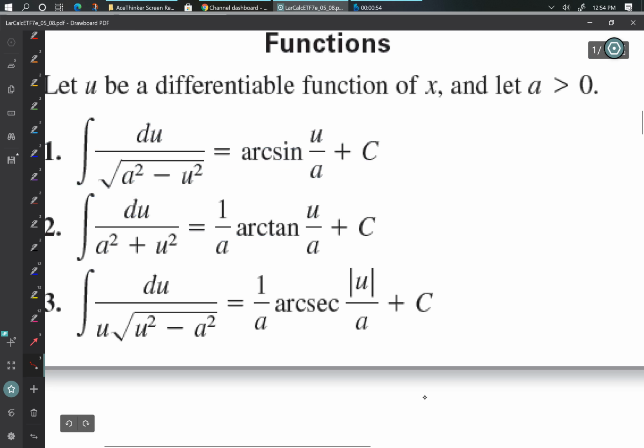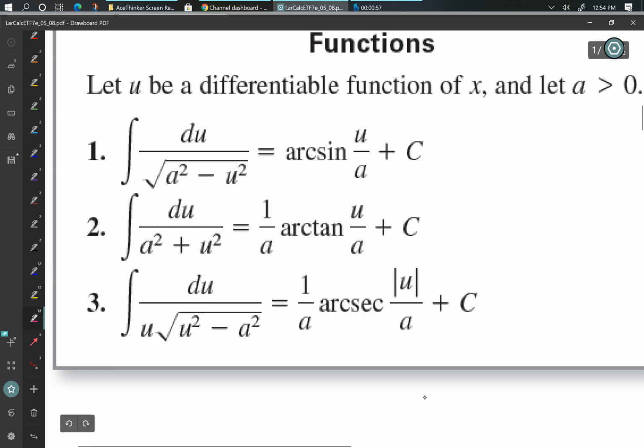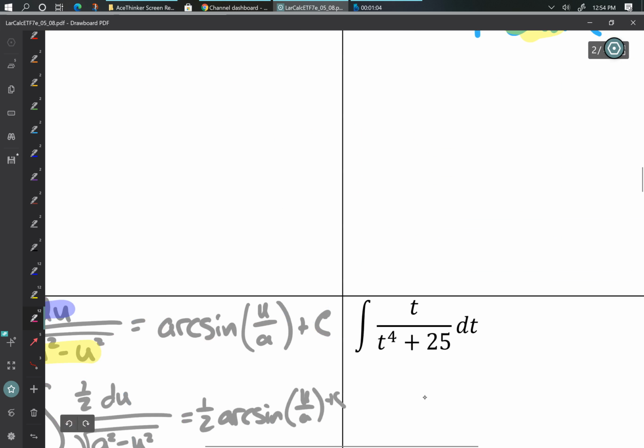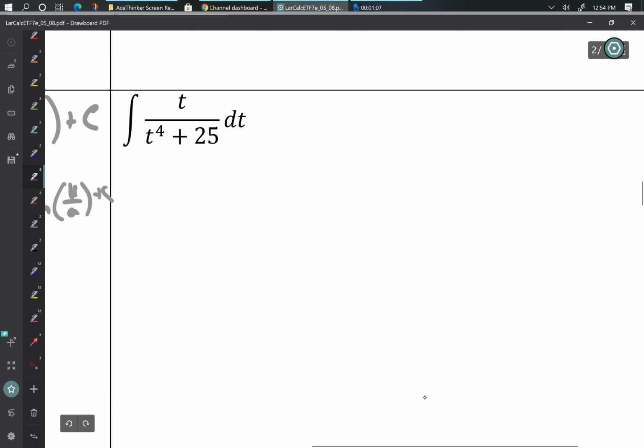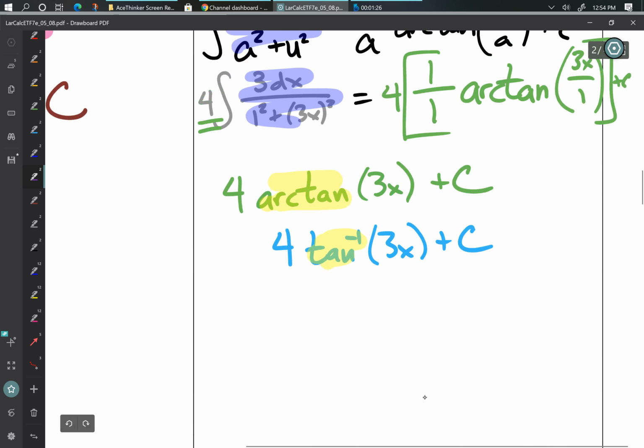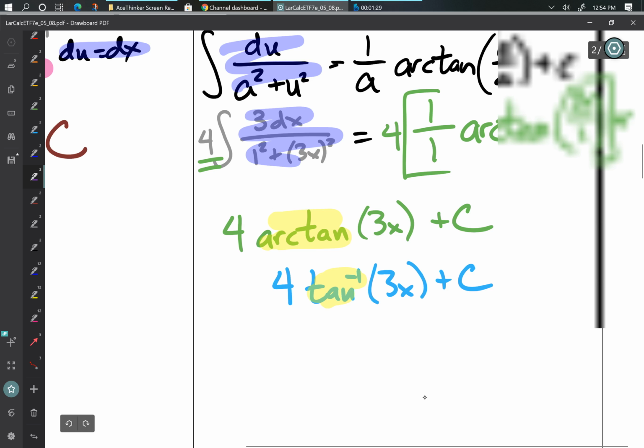I don't think it's that arc-sine one. I'm thinking it might be this one, because there's no root in the denominator. It's the sum of two things. So I think it's the 1 over a arctan one. So I'm going to copy that formula down. Let's see. The integral of du over a squared plus u squared is 1 over a arctangent of u over a plus c. I'm just going to make sure I got that formula right. I know it's right here. Yeah, I got that formula right.